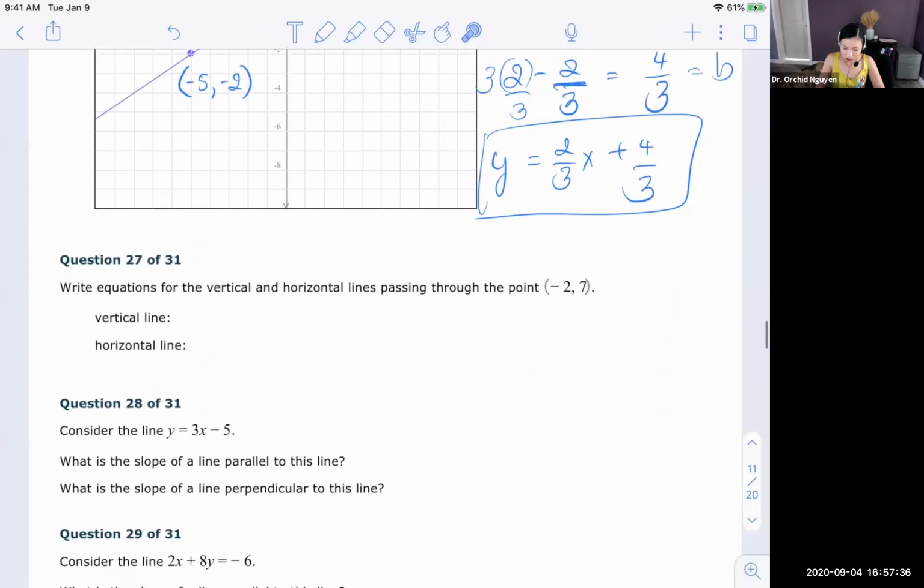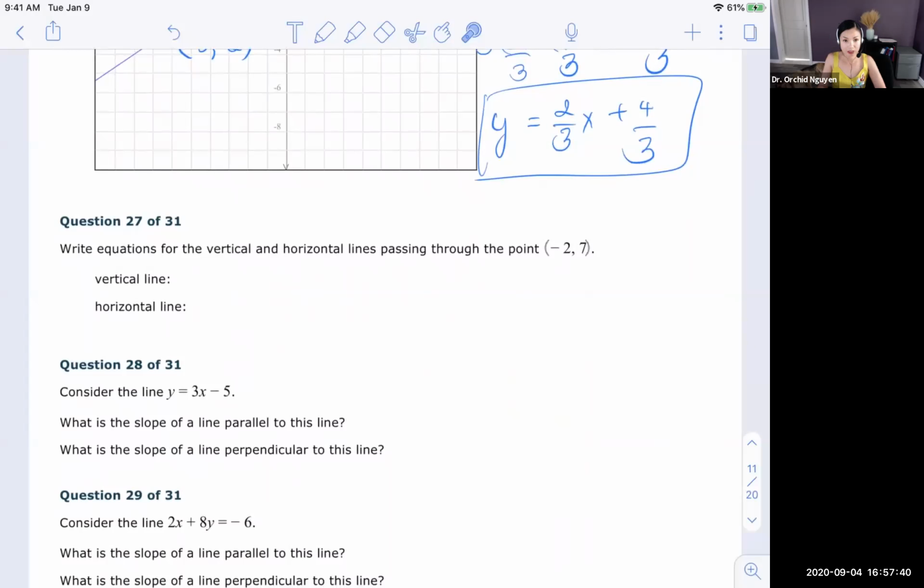Okay. Moving on to number 27. Number 27 is a special case because I know that it's going to be vertical, horizontal. So I know it's going to be x equals something or y equals something, right? This is how I avoid trying to memorize anything. So this is vertical. What am I crossing? When I cross vertical, it's parallel to the y-axis, right? So I'm crossing the x. So it has to be x. So it's going to be x equals negative 2. Horizontal, this is horizontal. So horizontal, I'm crossing the y. So it's going to be y equals 7.